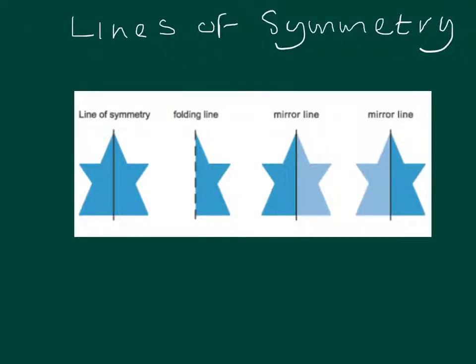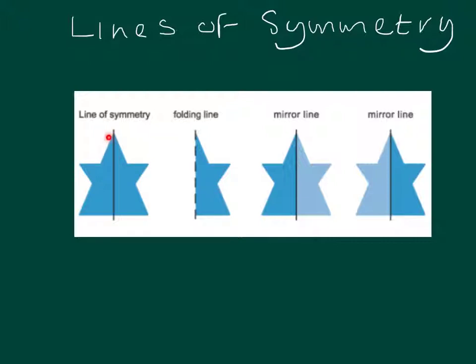So we look at lines of symmetry. If you look in our first diagram, the first one on the left, we can see that we've got a line drawn up the middle. It's called a line of symmetry because if we use the line as a folding line and we fold the left side over, it will lie exactly on the right hand side.